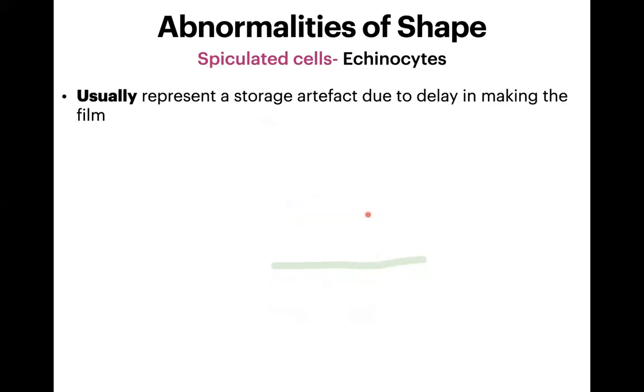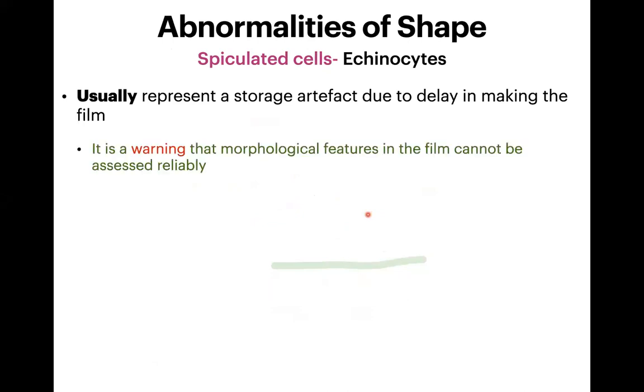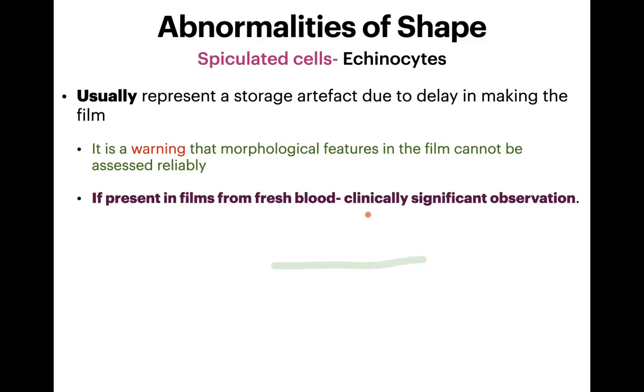Like I said, they usually represent a storage artifact due to delay in making the film. That's why it is considered a warning that the morphological features we are seeing in the film may not be reliable to assess that blood film. But if they are present in films made from fresh blood, it is a clinically significant observation. So when you are seeing a lot of echinocytes, ask the clinician or the resident when the sample was drawn. If it was a freshly drawn sample, then it is a clinically significant finding.